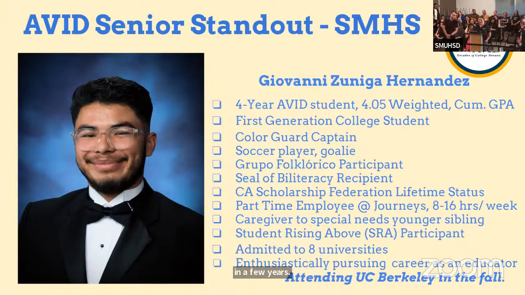Not only is Gio an amazing academic who was accepted to UC Berkeley and will likely attend there at zero cost due to scholarships. Despite that alone being phenomenal, Gio does everything. He's the captain of the color guard team. He was the goalie for the soccer team this year. He has participated in Grupo Folclórico. Mr. Duenas is the advisor for that club.